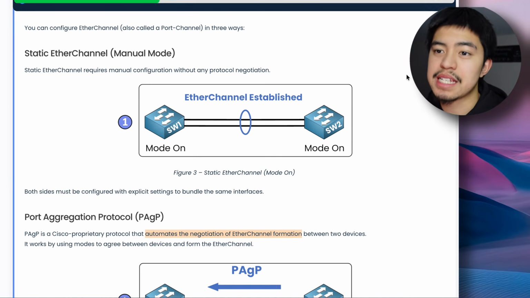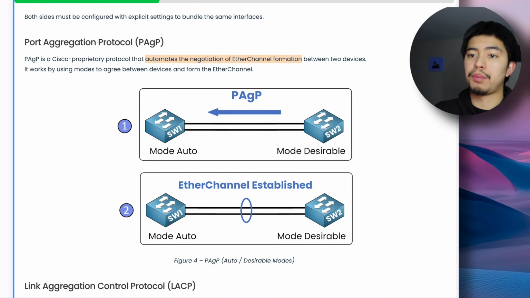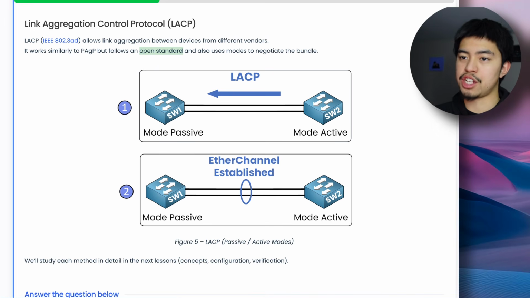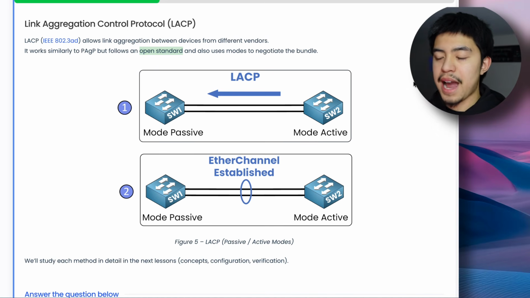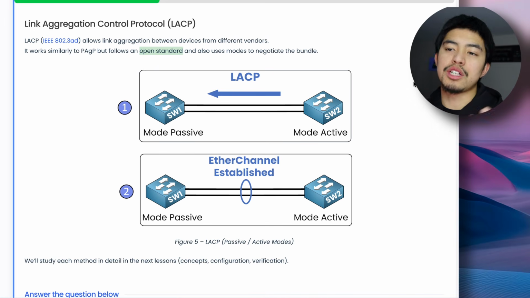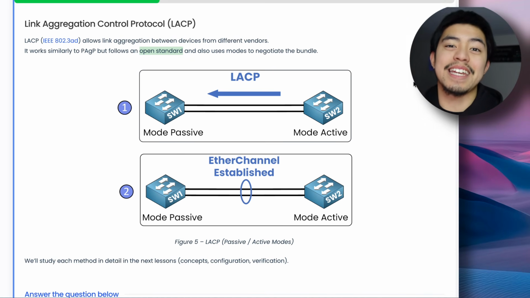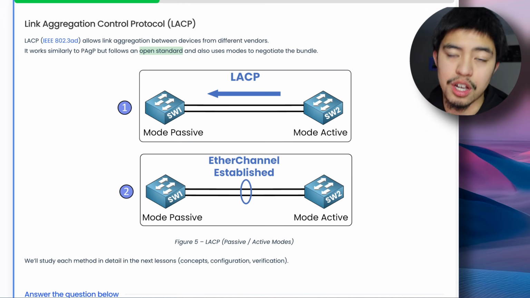So there's actually 3 different ways to configure EtherChannel on a switch. The first one is static EtherChannel. The second one is port aggregation protocol, or PAgP. And the third one is link aggregation control protocol, or LACP. PAgP and LACP are able to automatically negotiate which interfaces can form a bundle, whereas static EtherChannel, as you can probably guess, requires you to manually group interfaces on both switches.